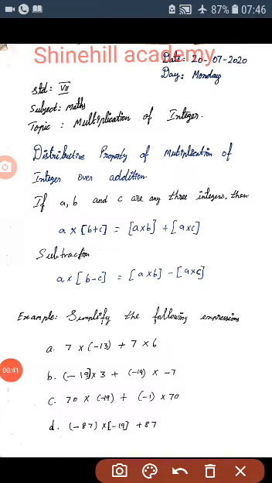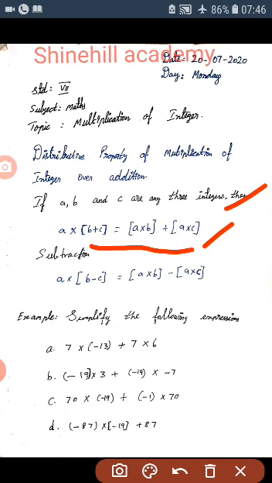If a, b and c are any three integers, then a into b plus c is equal to a into b plus a into c. So a into (b plus c) equals a into b plus a into c. This is for addition. Next, subtraction.